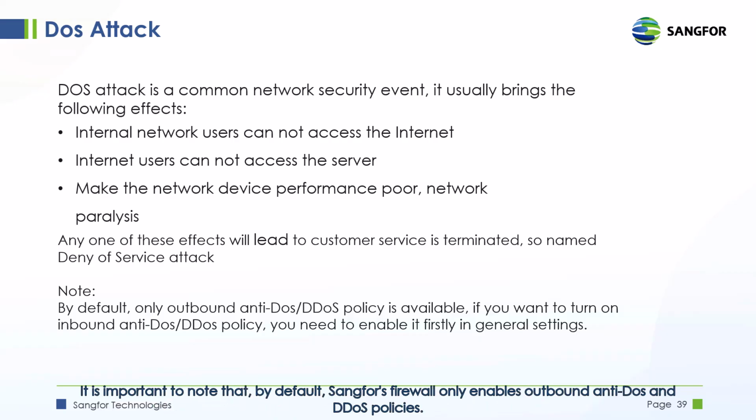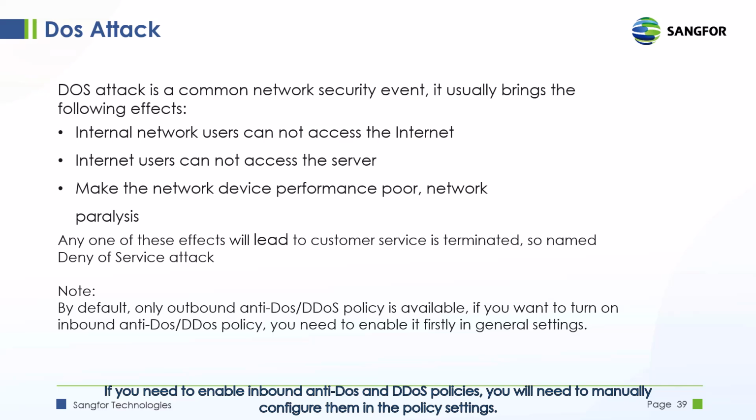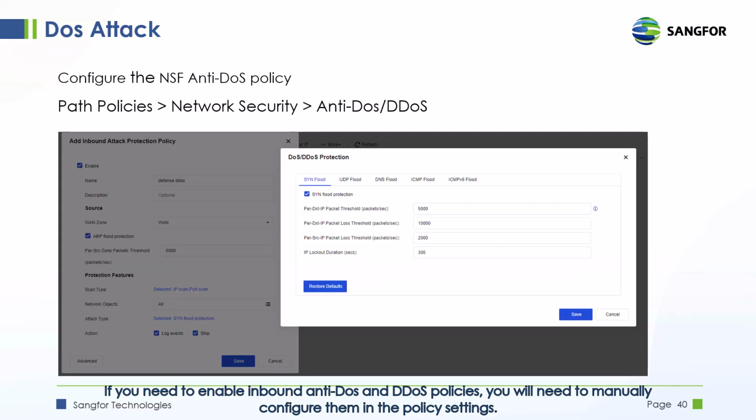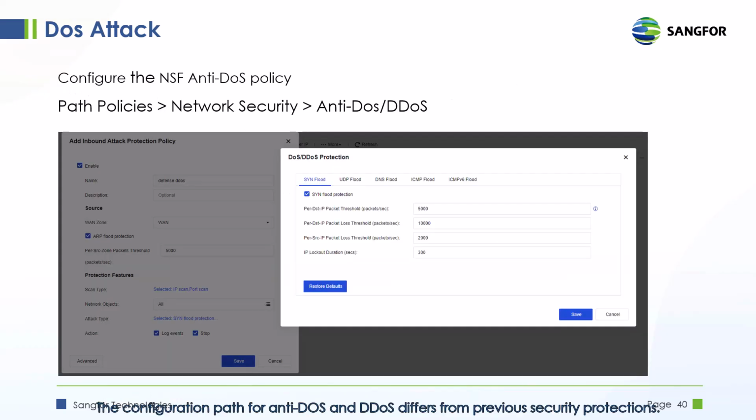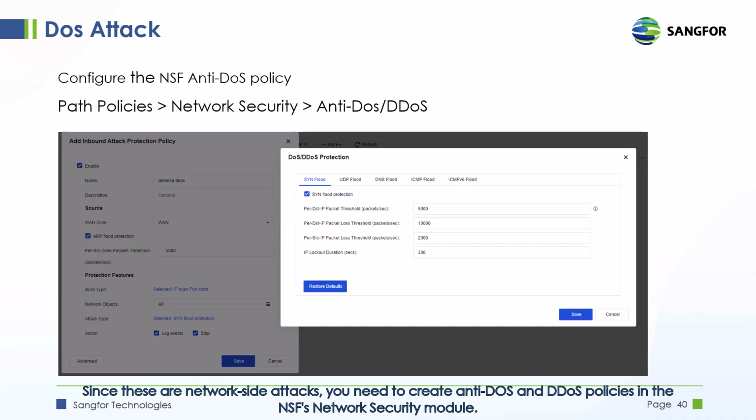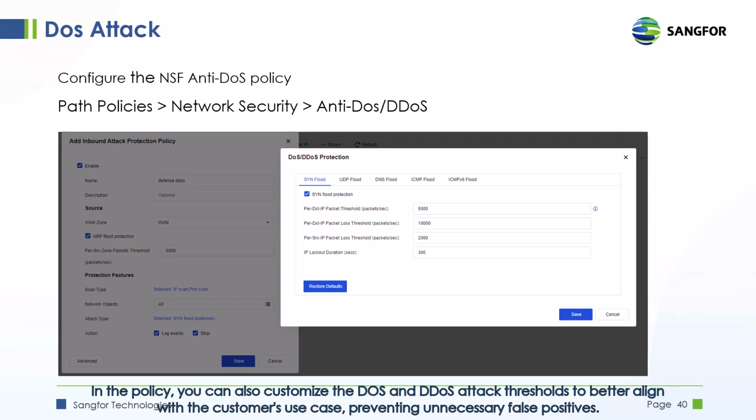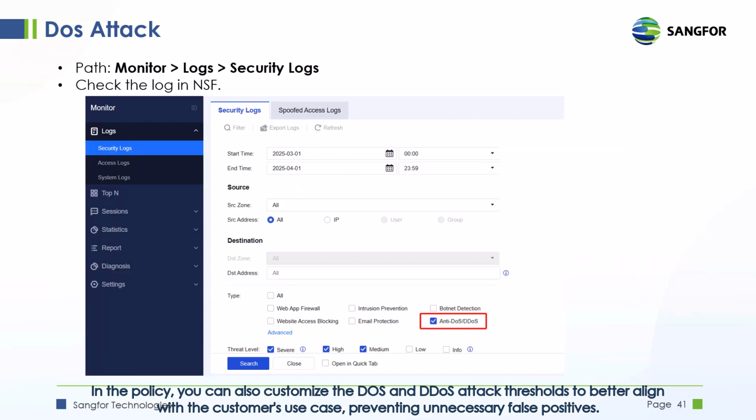It is important to note that, by default, SANGFOR's firewall only enables outbound anti-DOS and DDoS policies. If you need to enable inbound anti-DOS and DDoS policies, you will need to manually configure them in the policy settings. The configuration path for anti-DOS and DDoS differs from previous security protections. Since these are network-side attacks, you need to create anti-DOS and DDoS policies in the NSF's network security module. In the policy, you can also customize the DOS and DDoS attack thresholds to better align with the customer's use case, preventing unnecessary false positives.